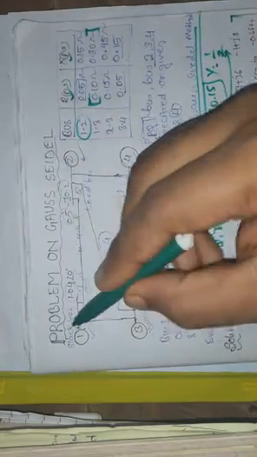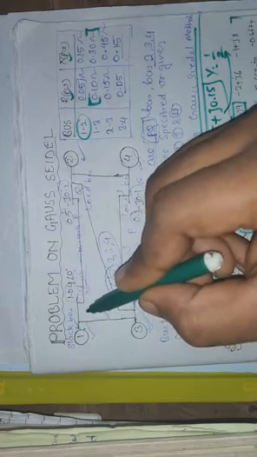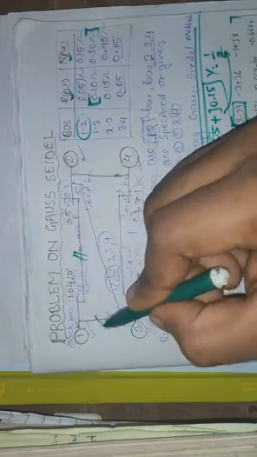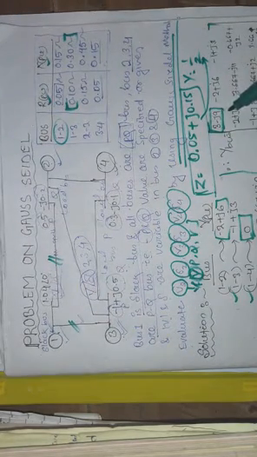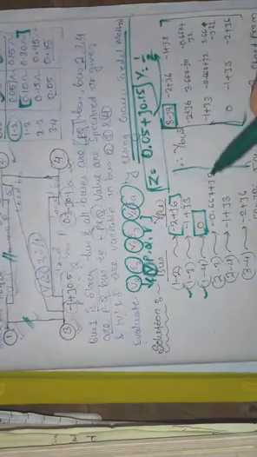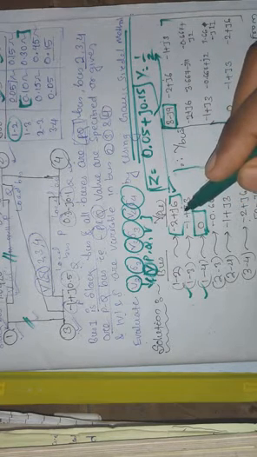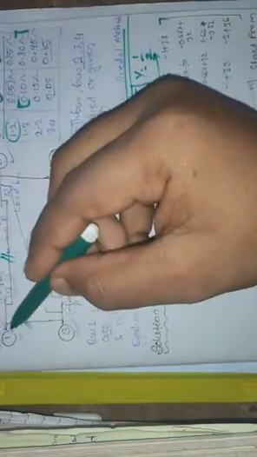So how to calculate the Y11? The summation of all the admittances connected to bus number 1, that is your Y11. So add this bus admittance plus this bus admittance, then you will get 3 plus j9. So this is your bus number 1 to 2 admittance. So what is the bus number 1 to 2 admittance? -2 plus j6.